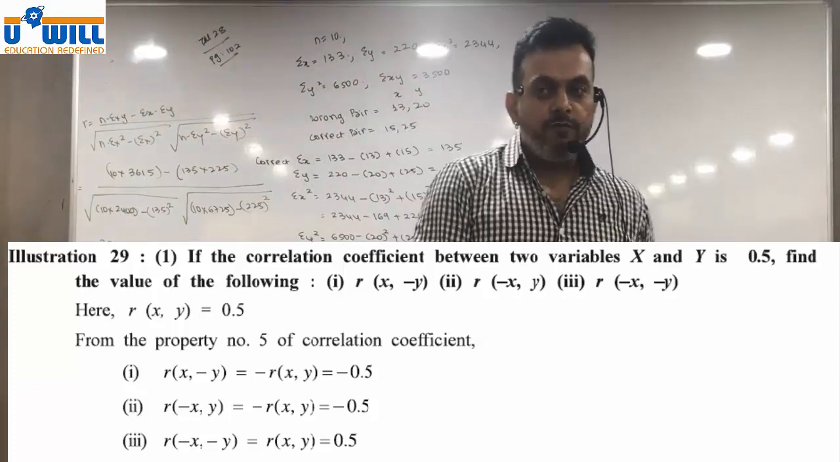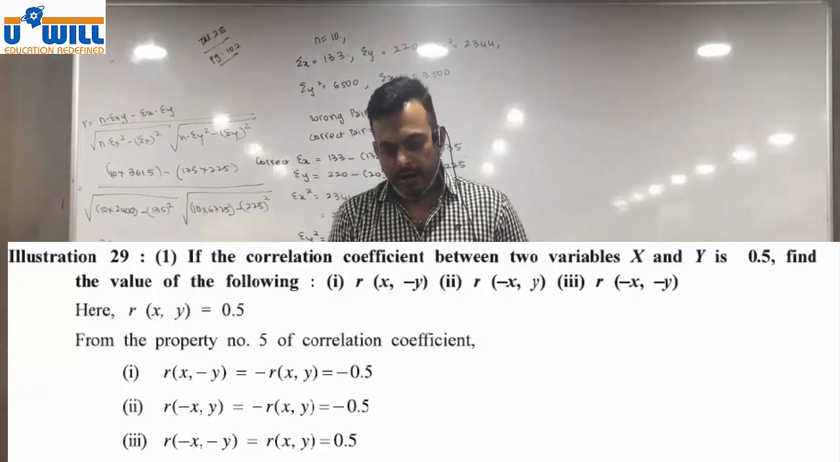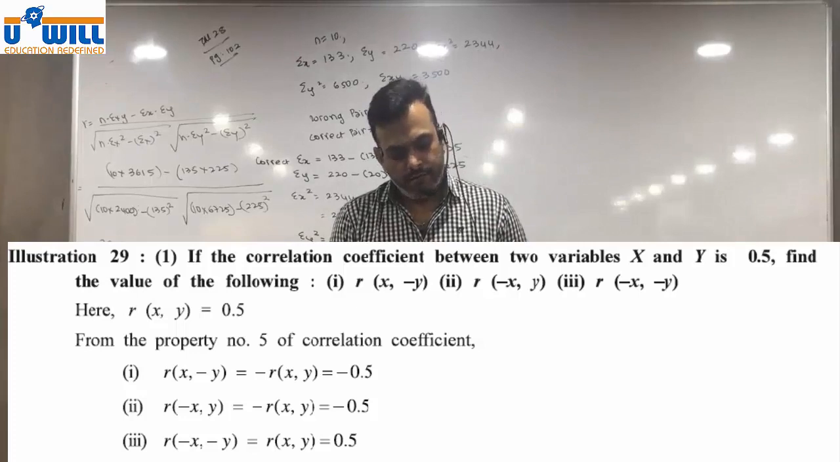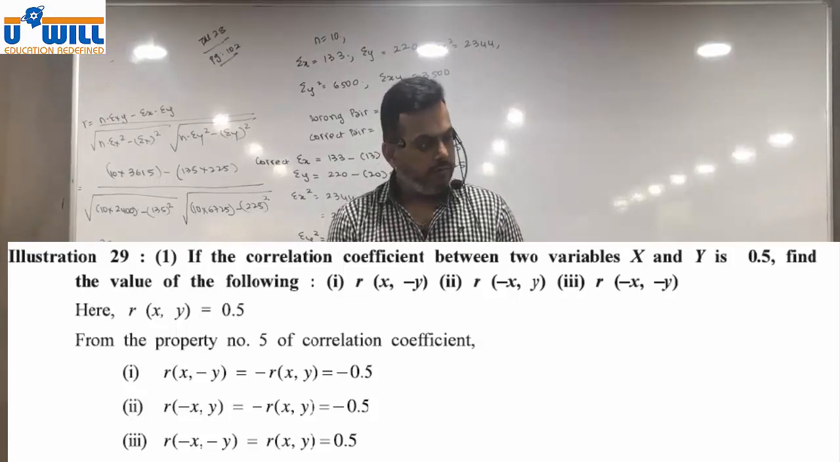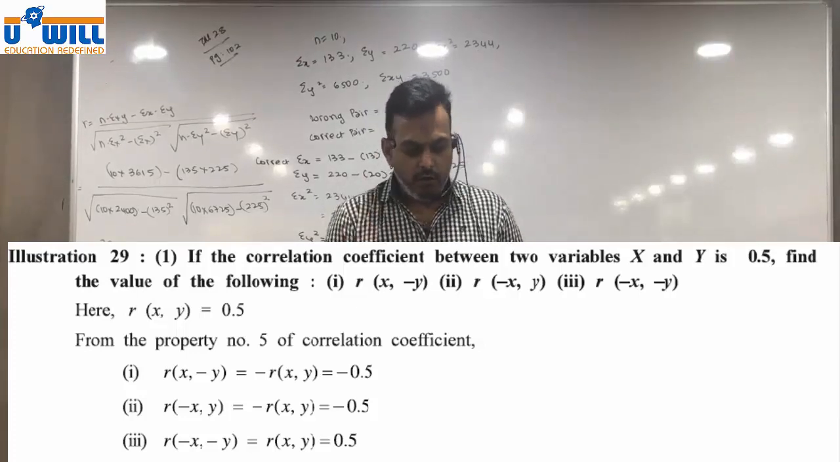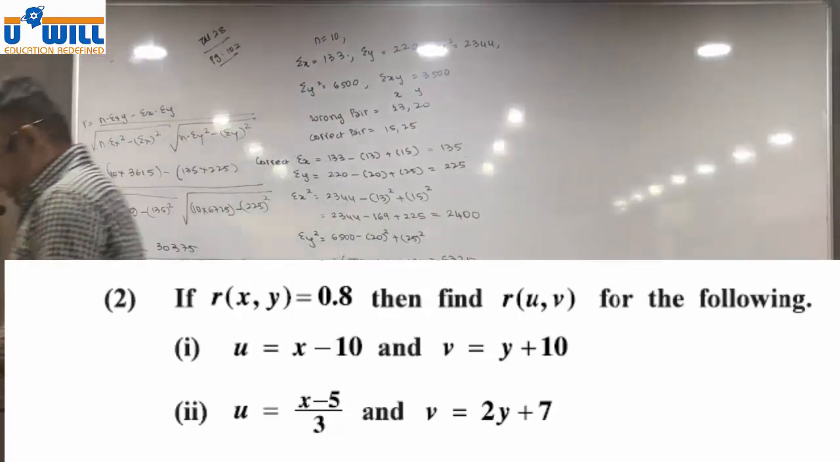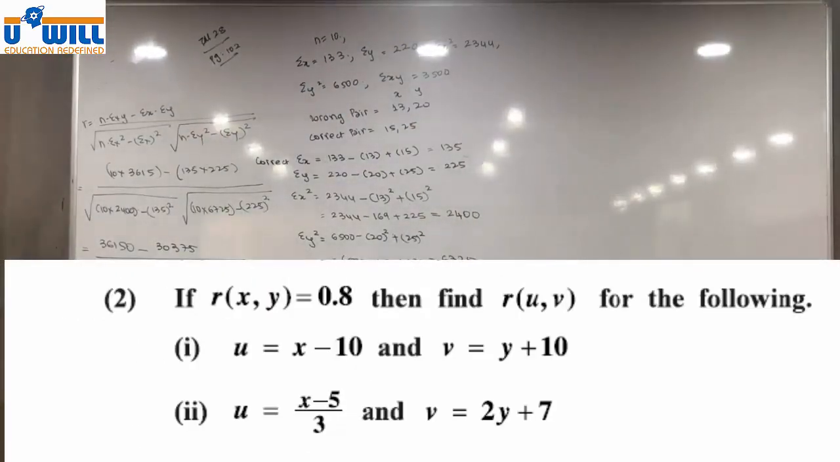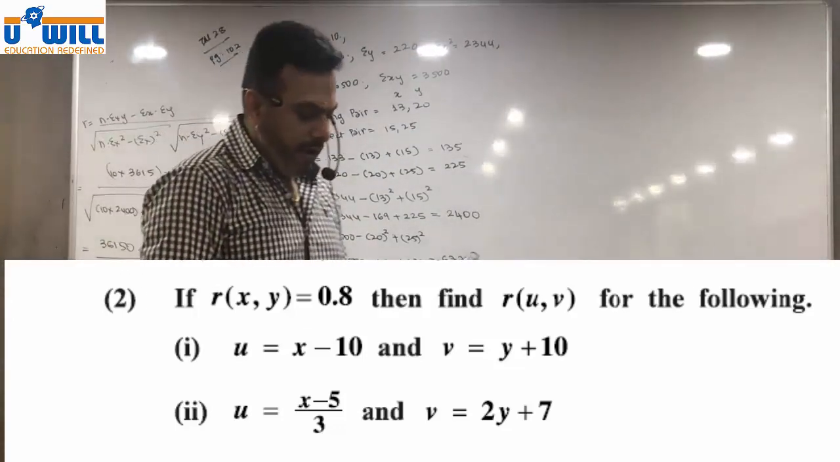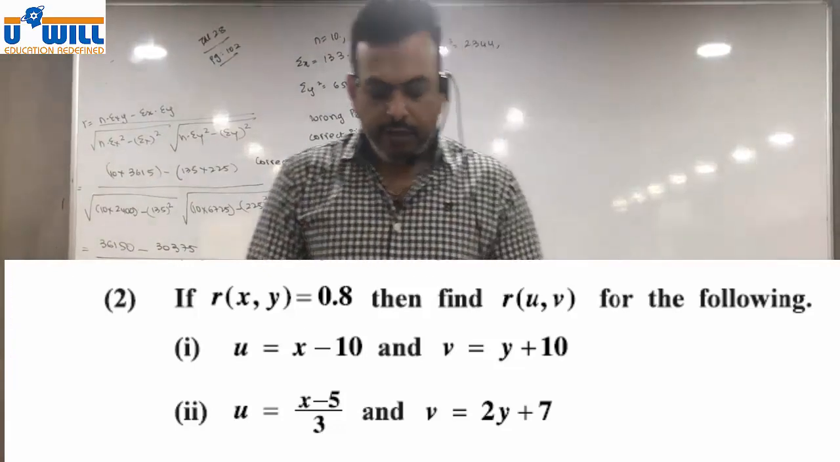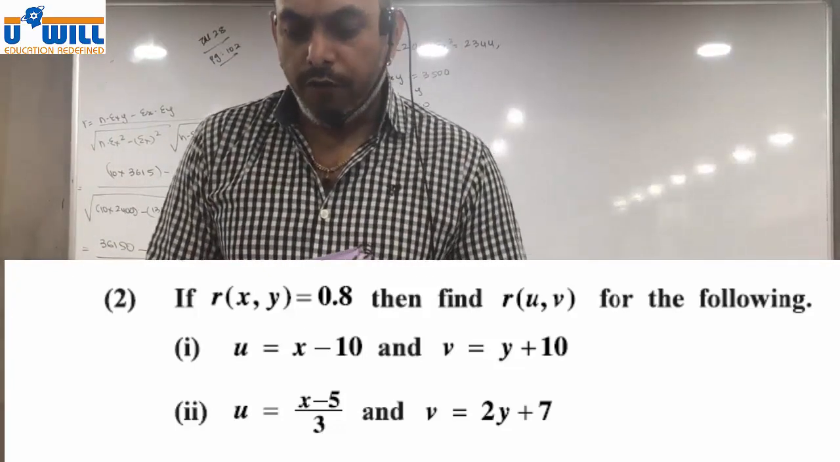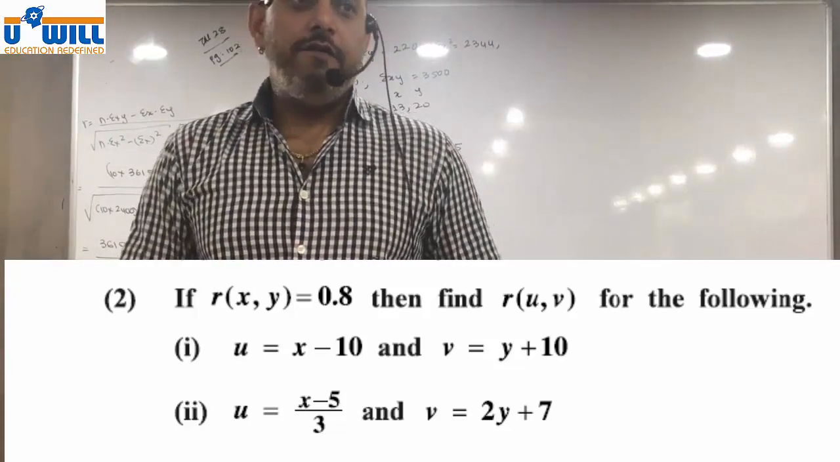Again second, negative, positive, negative. Now negative, negative. Understood this? All of you understood this? Okay, now come to the second one. If R, now this will have to solve it. If R of x comma y is 0.8, then find R of u comma v.